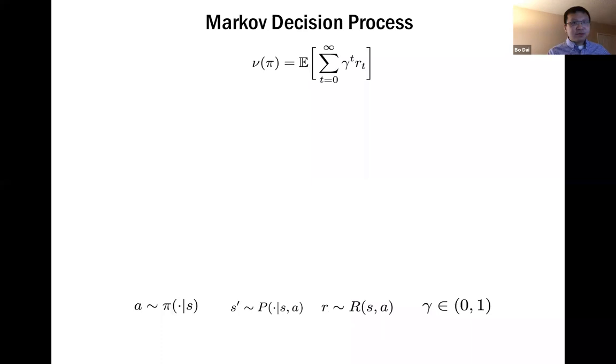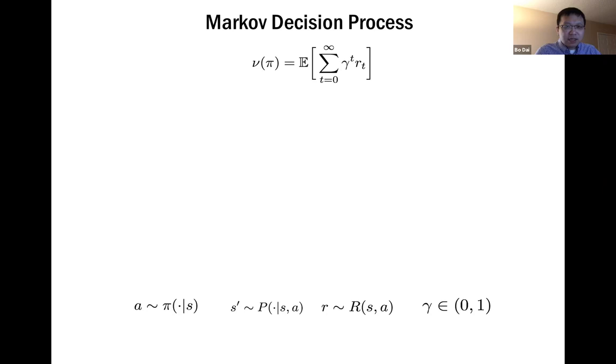Before we introduce our technology, we first will introduce the basic model in reinforcement learning, which is called Markov decision processes. A Markov decision process is defined as a tuple, which includes pi as the policy, which is the conditional distribution, which means given a state, you sample actions from the action space according to this policy.